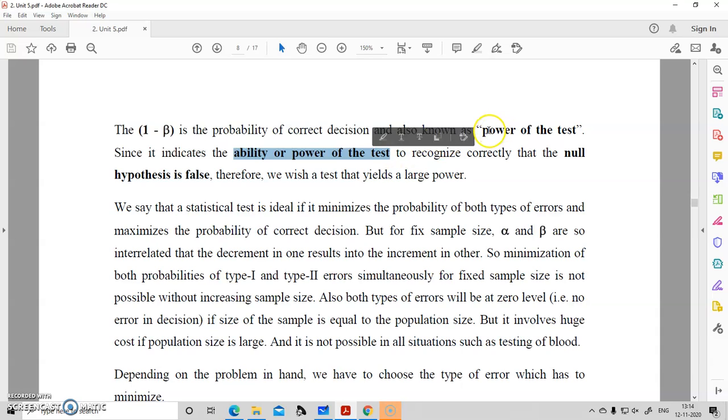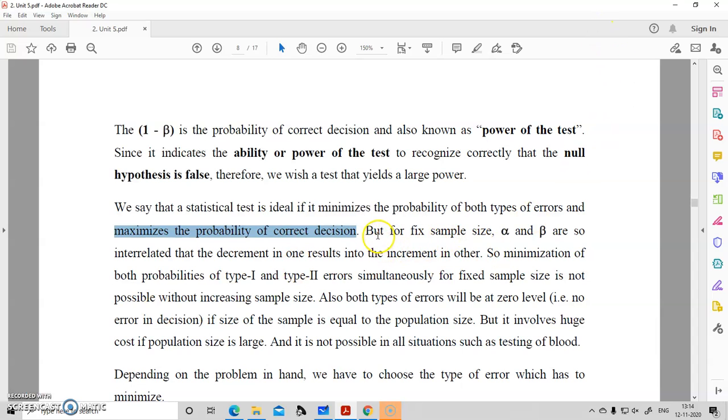So previously we talked about the alpha error, where it is in the rejection region or not in the rejection region. Now our ability to recognize that the null hypothesis is false is known as the power of the test. So we say that a statistical test is ideal if it minimizes the probability of both errors. If we are able to minimize both the errors, then we can say it is an ideal test.